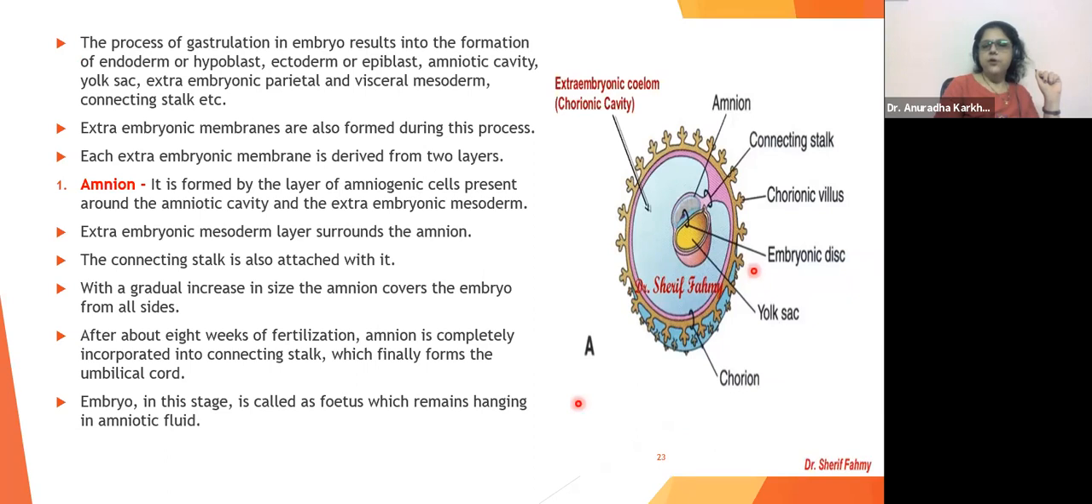So this is going to be your chorionic villi. This entire purple one here is going to be your amnion. This brown one, which is towards the periphery, is going to be your chorion. So chorion and amnion are going to be in very close contact with each other.